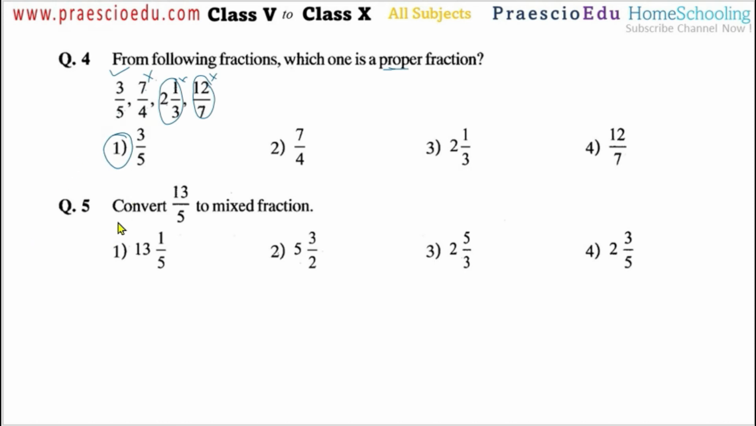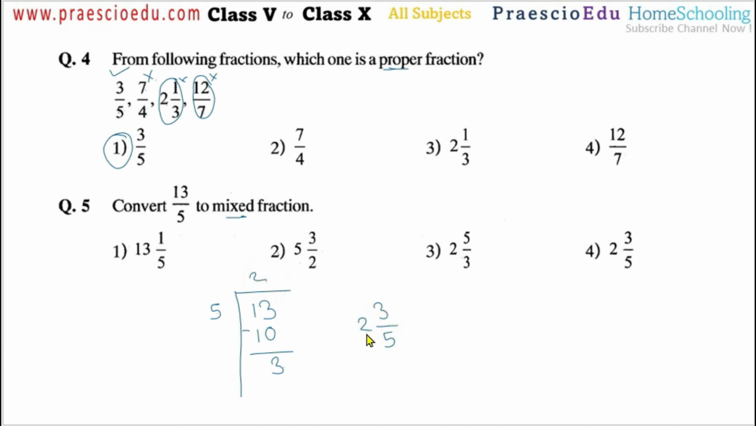Now question number 5: convert 13 upon 5 to a mixed fraction. To convert this, we have to do the division. 13 is the dividend and 5 is the divisor. 5 twos are 10, so the remainder is 3. So 3 is the remainder in the numerator, 5 is the denominator, and this 2 is the quotient.